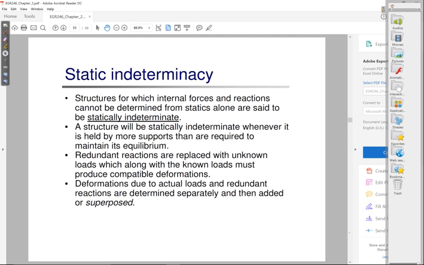If your problem is supported in such a way that you have more than 3 unknown reactions, then your problem is statically indeterminate. Is it still in equilibrium? Yes, of course. It means you've overly constrained it. You've constrained it more than you need to. Usually in the real world, that's not a problem, because that means you're sharing the reactions among more supports. It actually makes your structure more robust. But as far as the math is concerned, you don't need that many supports, and you're not able to solve for all the reactions.